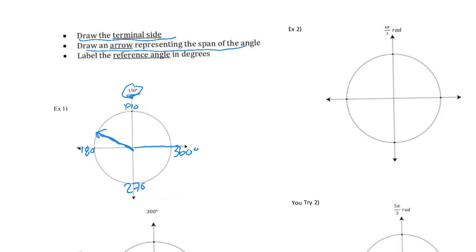So draw an arrow representing the span of an angle. So I started here, I went to there. It's a 150-degree angle. We're just drawing angles. Now label the reference angle. How far away from the x-axis am I? Well, if I'm 150 to get to 180, I need 30 more degrees. So I graphed my angle, and I also labeled my reference angle. And again, that's because next week we're going to use triangles.